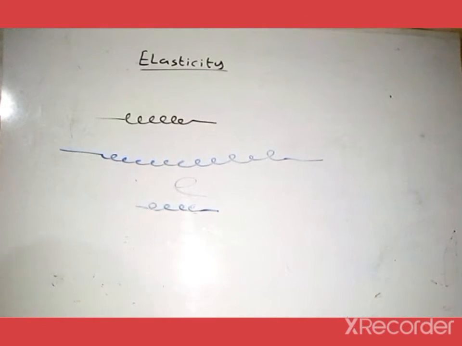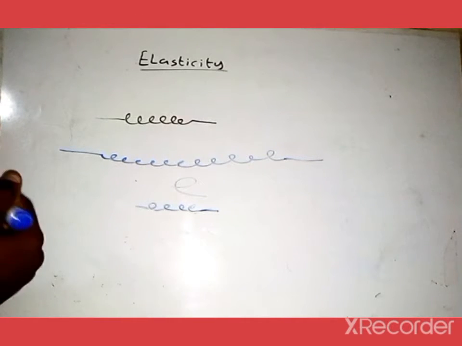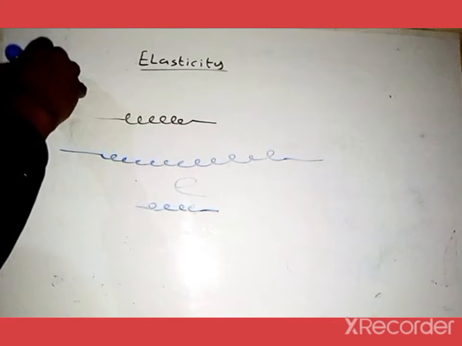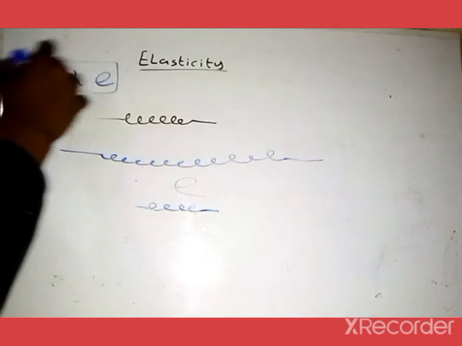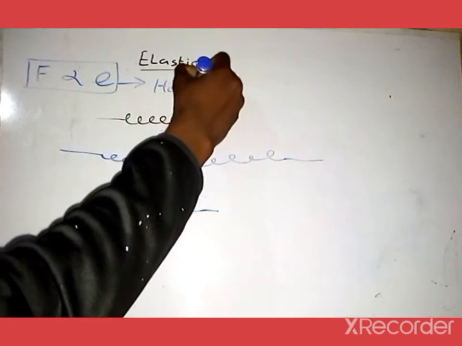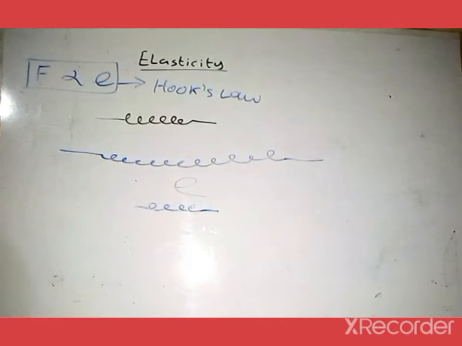Hooke's law states that, provided the elastic limit of an elastic material is not exceeded, the extension or compression, that is the change in length, whether it is increasing or decreasing, of an elastic material is directly proportional to the force applied to it. That is, the force applied is directly proportional to the extension e. This is what we call Hooke's law. We'll be using Hooke's law in the calculation of elasticity.